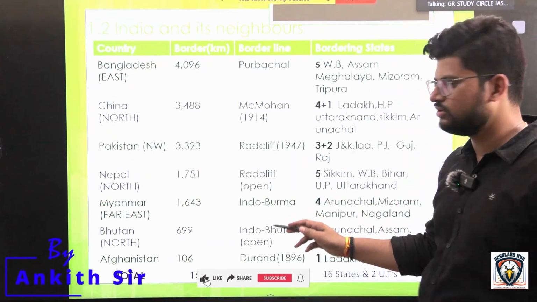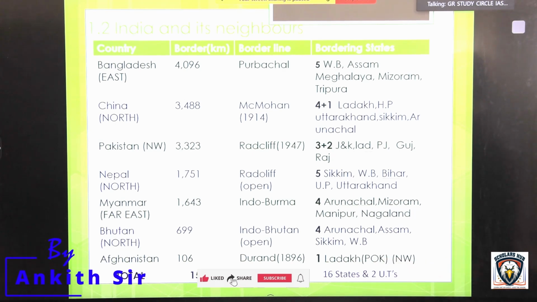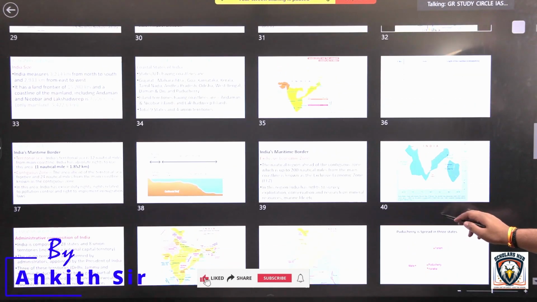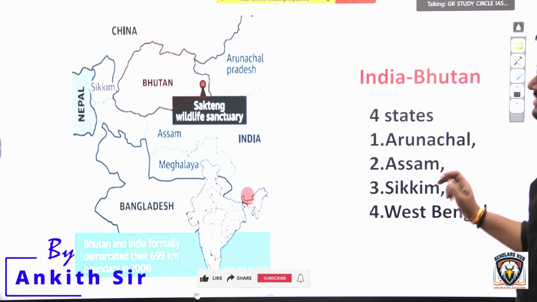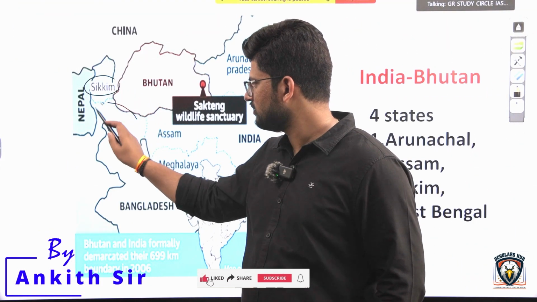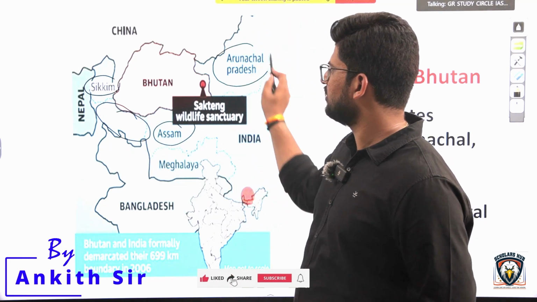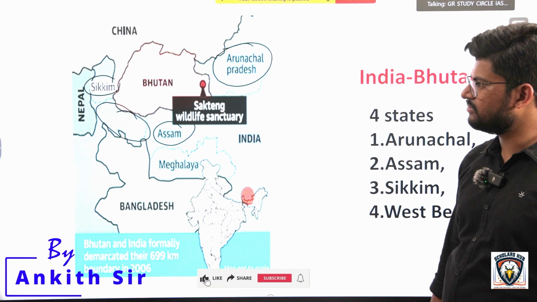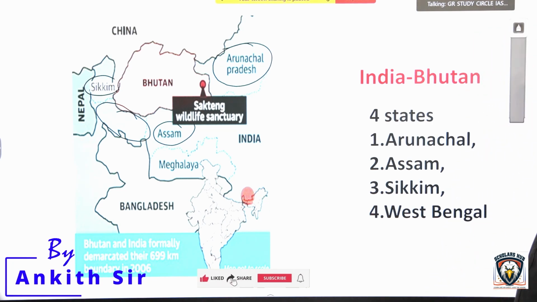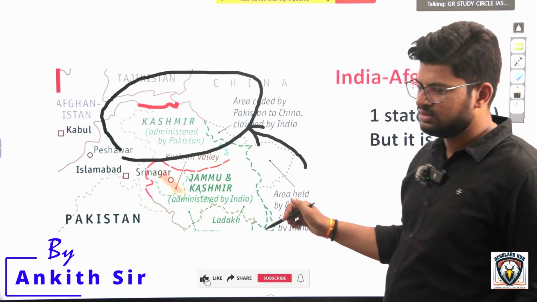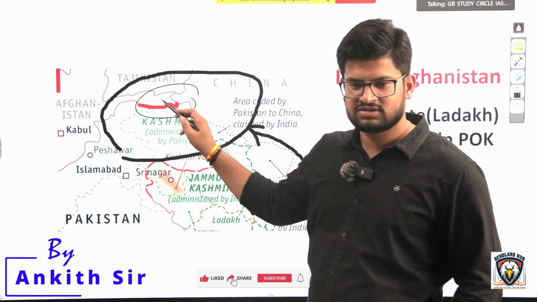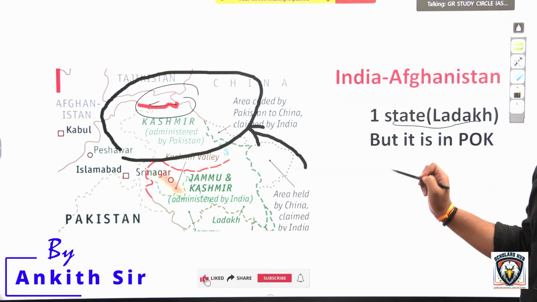Then lastly Bhutan, 690 kilometers Indo-Bhutan. It's like Nepal also, it is an open border. 4 states. And then Afghanistan, there is only one, that is Ladakh. I'll show you in just a minute. So Bhutan, 4 states. Obviously first is Sikkim, and here the Jalpaiguri area of West Bengal, Assam, and Arunachal Pradesh. And then only one thing with Arunachal, that is POK. That is also the Durand line, 106 kilometers. Only one state, that is the Ladakh region.